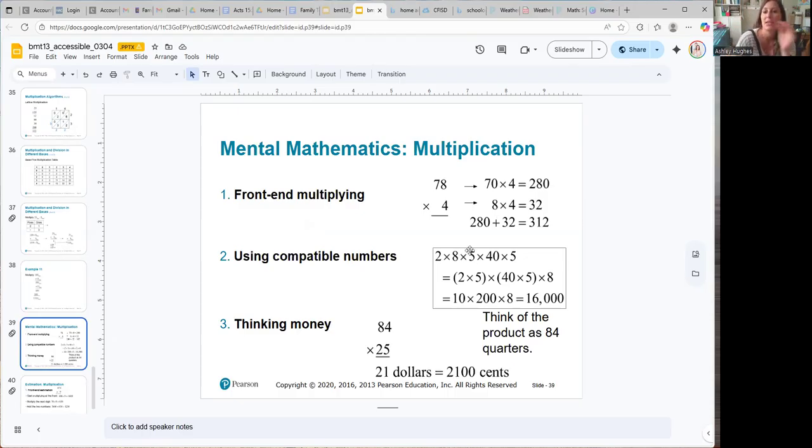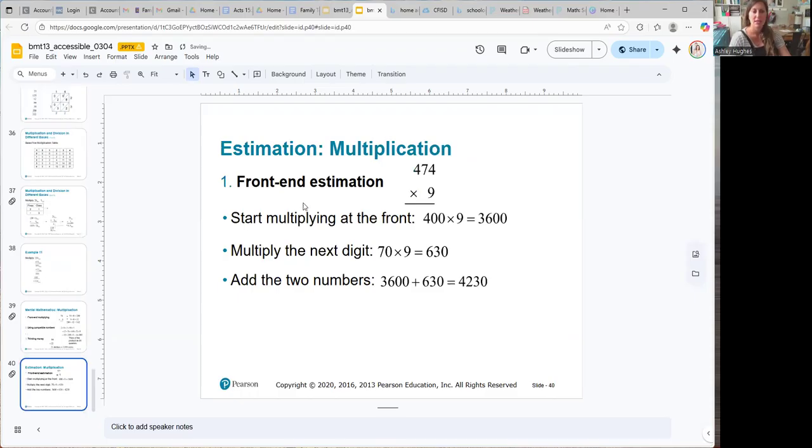What's 16 times 5? Instead, you could say, oh, I know 2 times 5 is 10. I know 40 times 5, that's 200. And then I can just say 2 times 1, that's 2,000, and then multiply by 8. So it's a little bit easier if you group it to your advantage. And then this is the use of money, like 25 is, of course, 25 cents, like a quarter. So you could think through it like that if you're good with money.